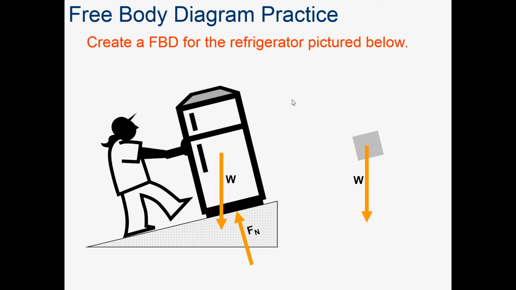Since it's on an inclined plane, the surface of the plane is at an angle, so that normal force is also pushing up at an angle. Notice it doesn't matter. Over here, the normal force is on the bottom of the fridge pushing up and left. Here, they drew the force on the top pushing up and left. It doesn't matter where we draw it as long as the direction of the arrow is correct. So whether you drew it up here pointing up and left or down here pointing up and left, both are okay.